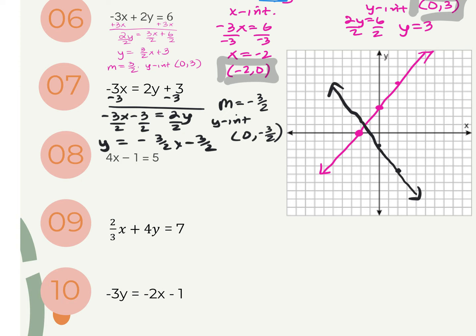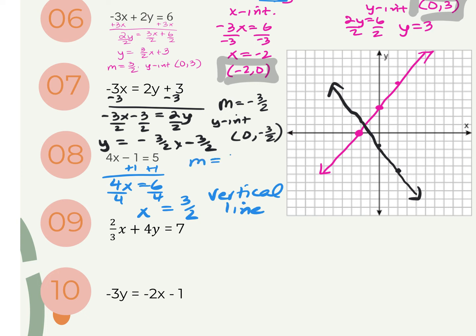For the next one, I'm going to go ahead and solve for x. So I'm going to add 1. Notice this one doesn't have a y. Divide by 4, and x equals 3 over 2. Remember, when it's x equals a number, this is a vertical line. And remember, the slope of your vertical line is undefined. It does not exist. This will also not have a b, a y-intercept. Does not exist.